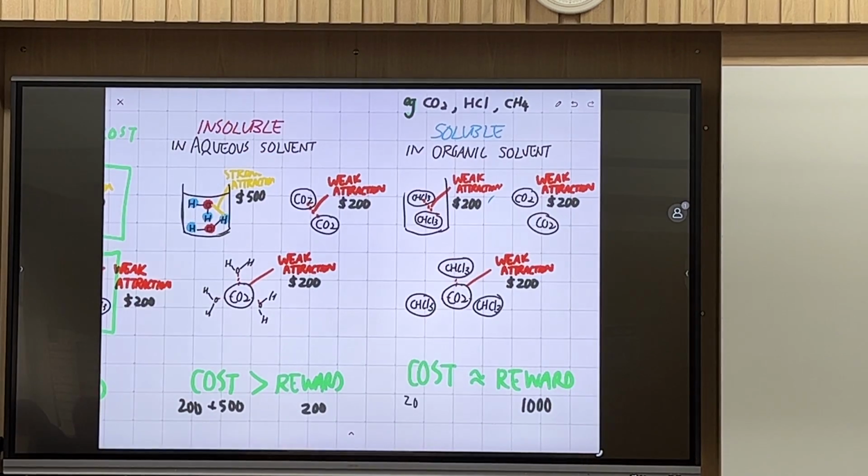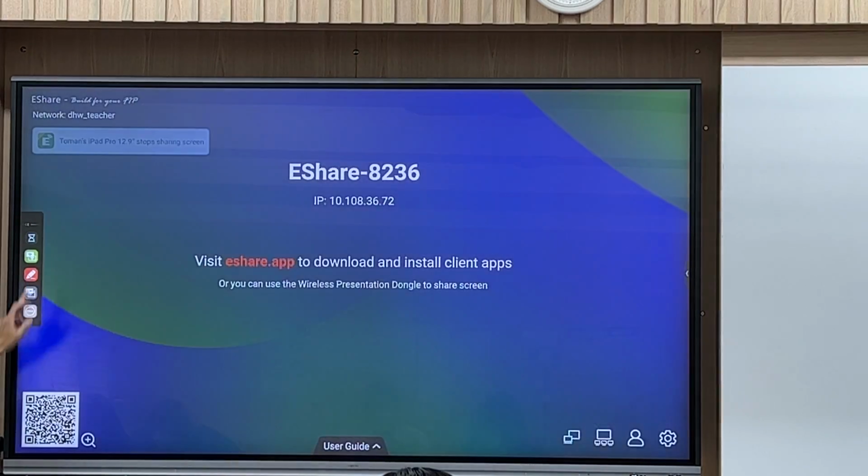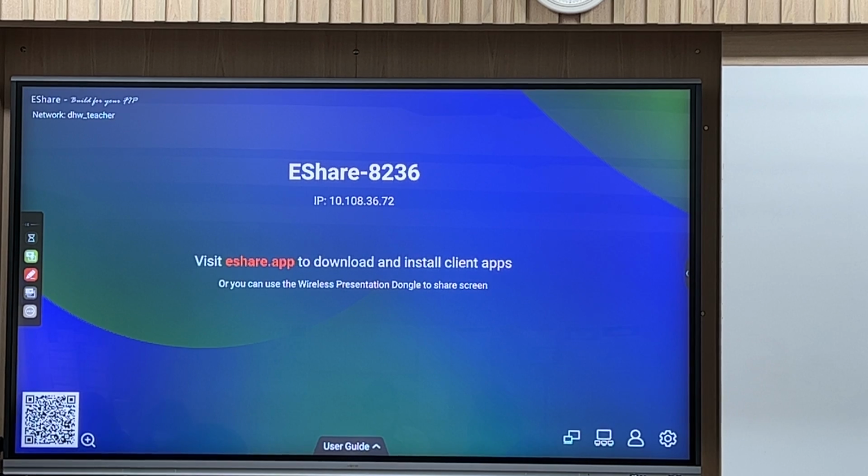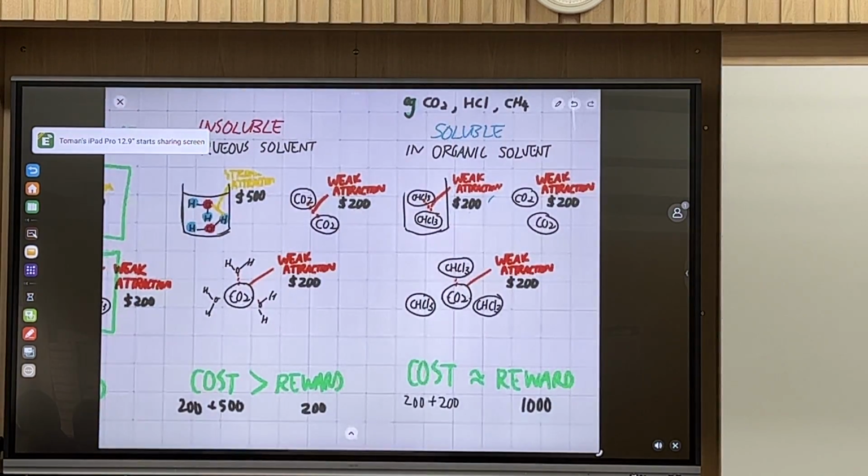So you have 200 plus 200, and this is like 400. Right. Okay, sorry, let me just reconnect the screen first. Okay, so the numbers are just for your reference.